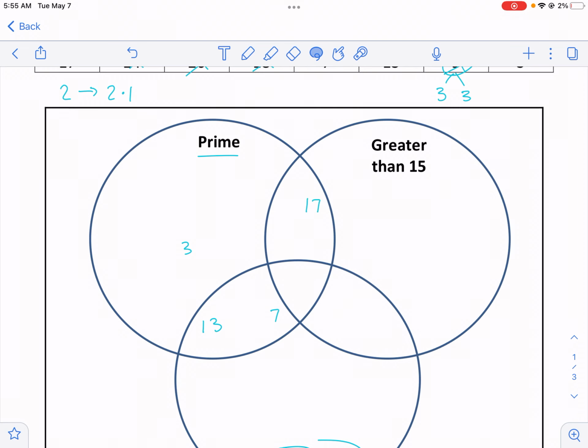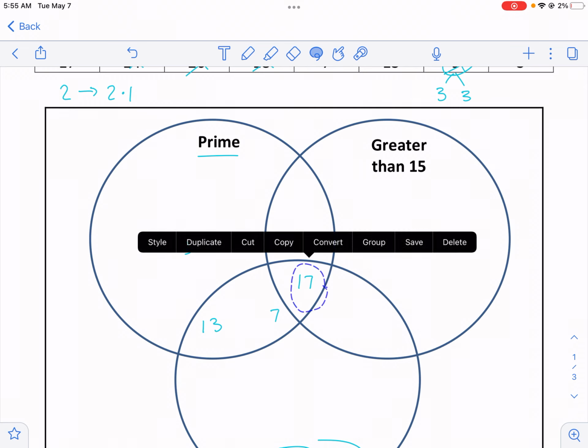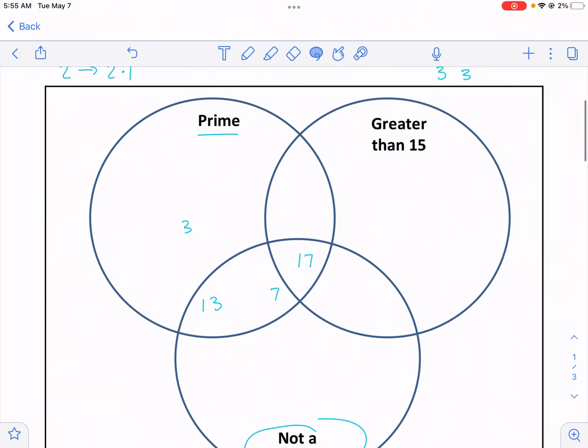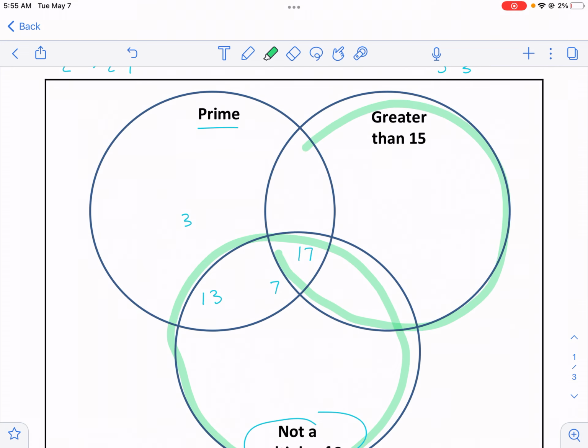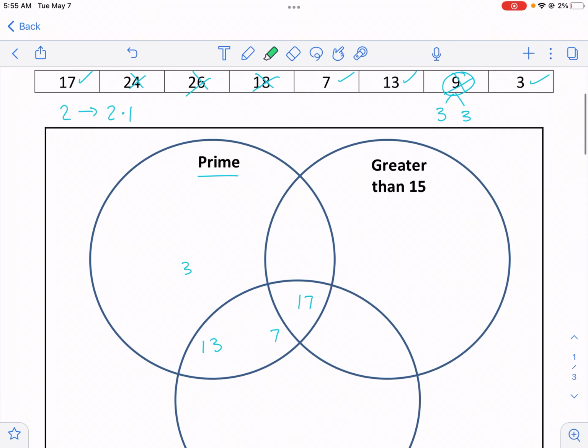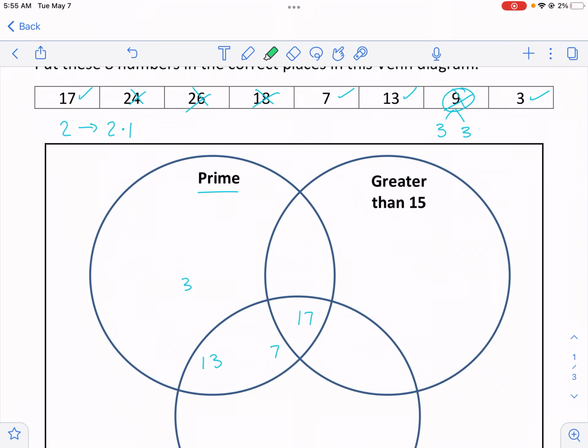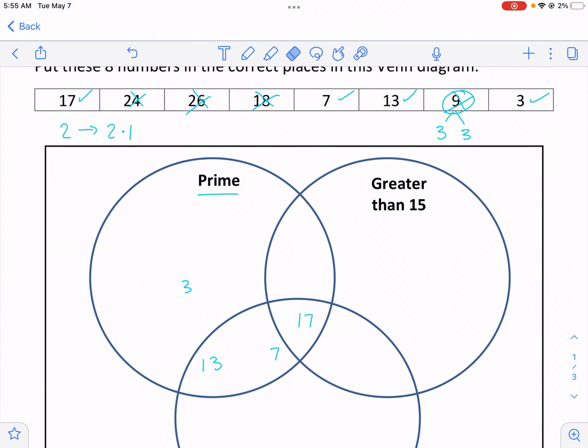Now, you'd think I could move it here, but I can't. I have to move it in between all 3 intersections. And the reason why is because it needs to fit in this circle, and it needs to fit in this circle, and, of course, the prime number circle. So that's the only place in the middle where it intersects all 3. Okay, so we're done with those 4 numbers. Now let's consider the numbers I crossed off.